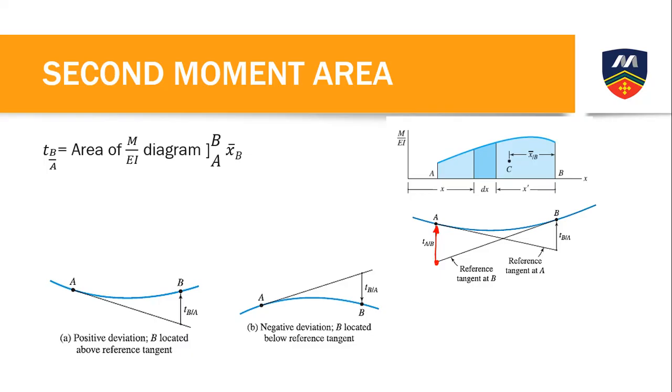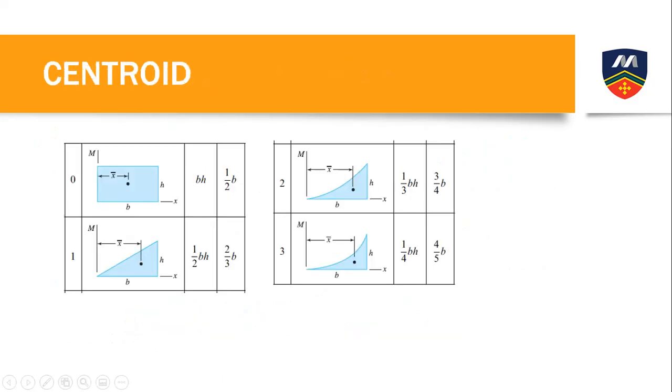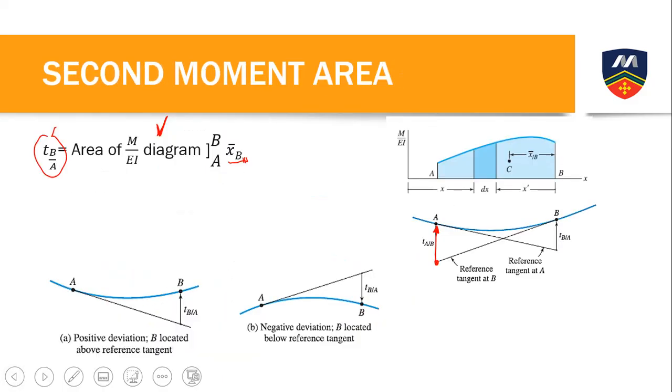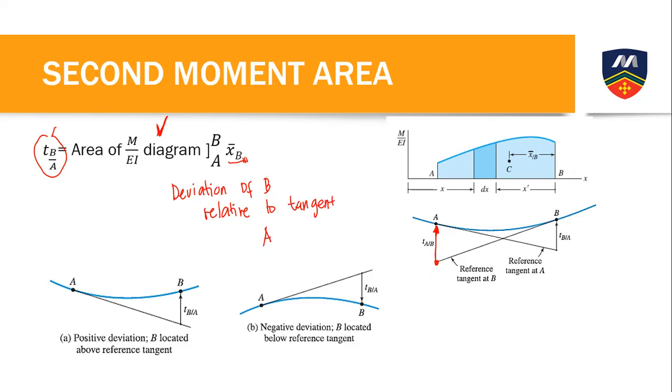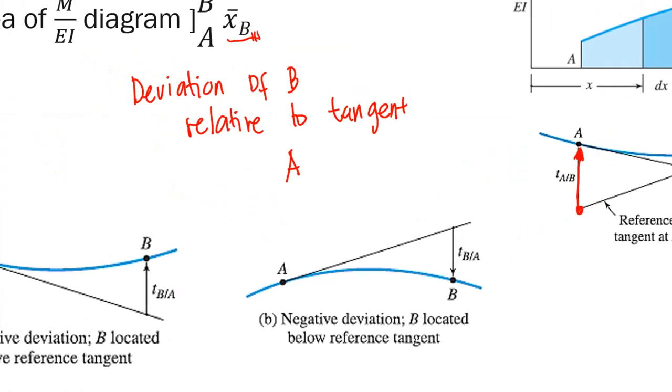When we have the second moment area, we multiply this moment diagram by the centroid. Okay? So, how are you going to read this one? That is the deviation of B relative to tangent A. Okay? That's how it is read.